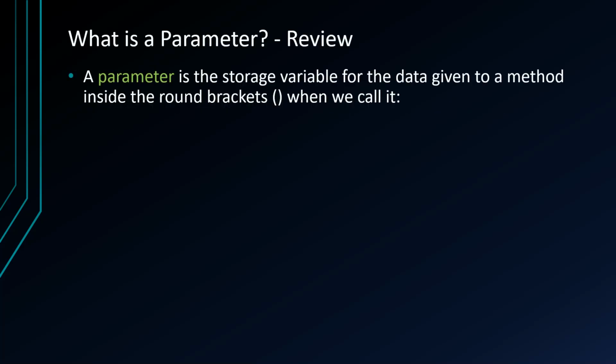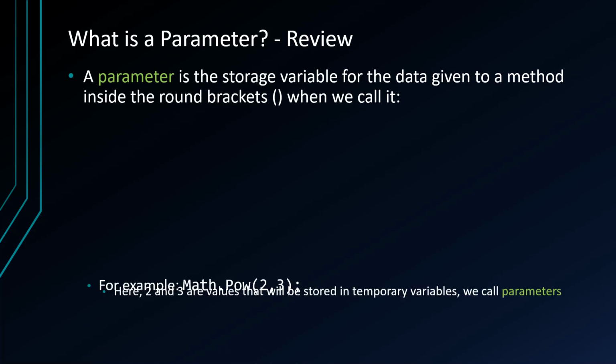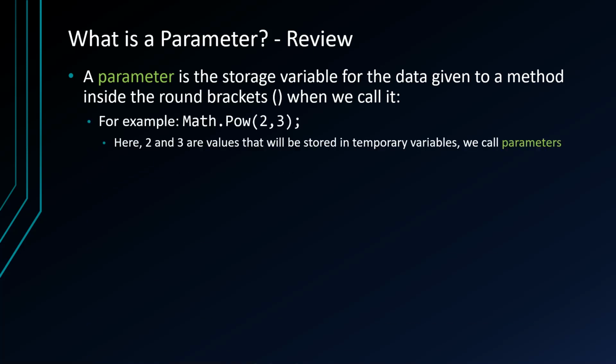A parameter is the storage variable for the data given to a method inside the round brackets when we call it. So you've seen, for example, math.pow. The 2 and the 3 there, those are parameters. Those are values that we're storing in temporary variables. So 2 and 3 are values that will be stored in temporary variables. Those temporary variables are the parameters. The 2 and the 3 aren't the parameters. They're stored in the parameters.